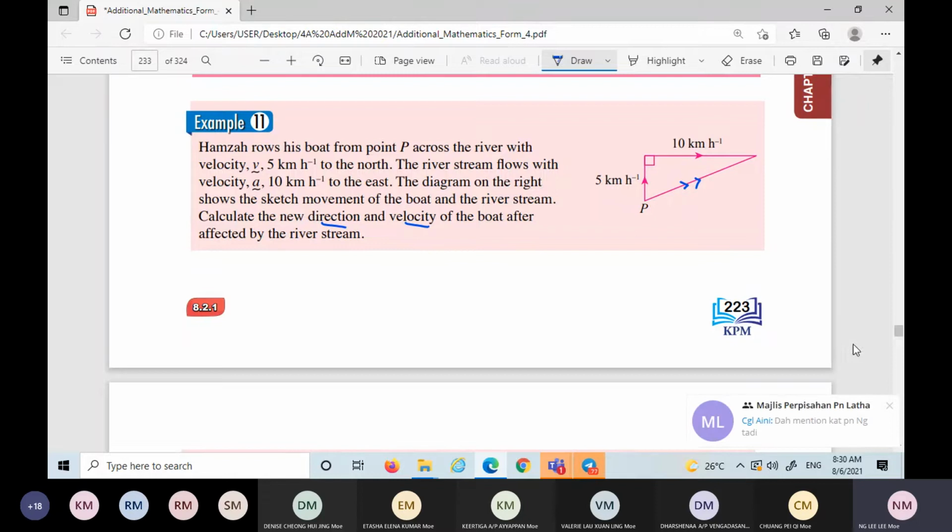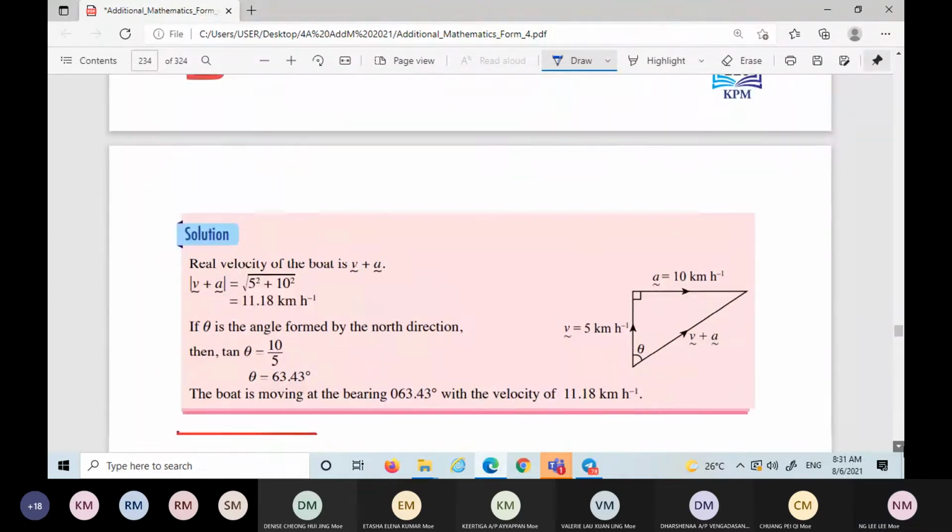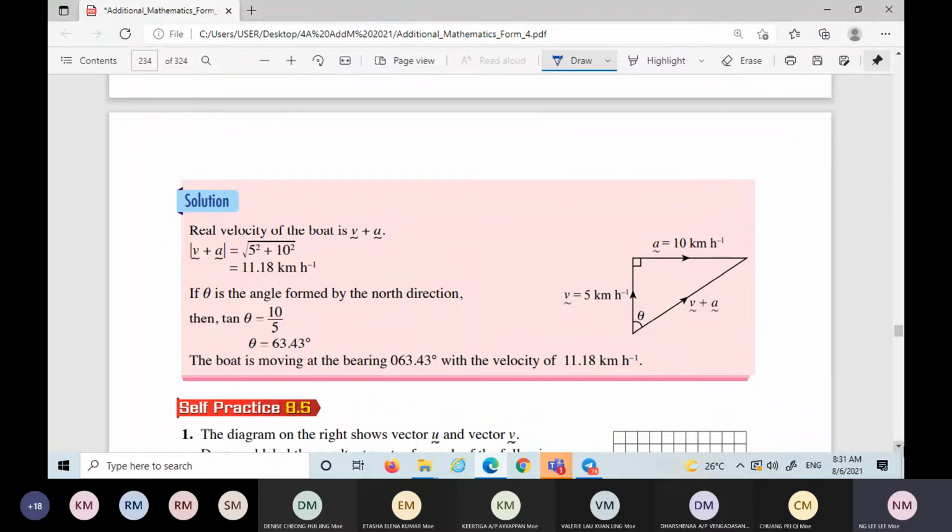Remember the directions that I taught you already. You can use the bearing. The bearing always starts from the north. Here is the 0 and then it comes this way down. Let us see. This is 10 and this is 5. Just use the Pythagoras theorem to get the other side, which is the hypotenuse. So you just use the Pythagoras theorem, and you get this.